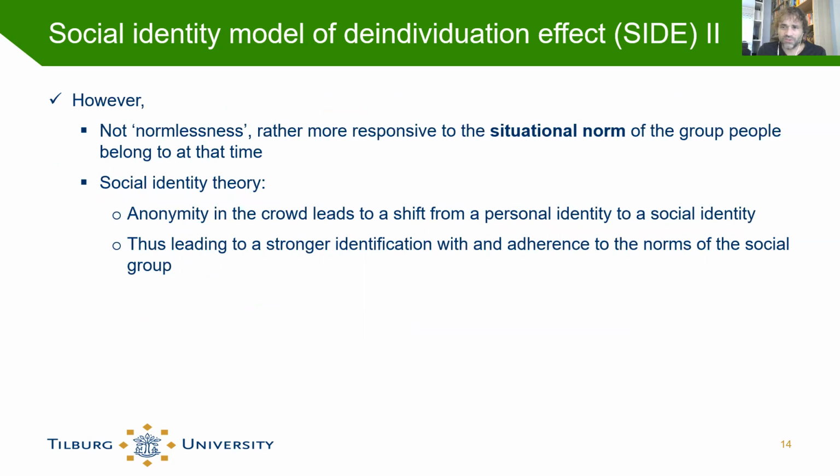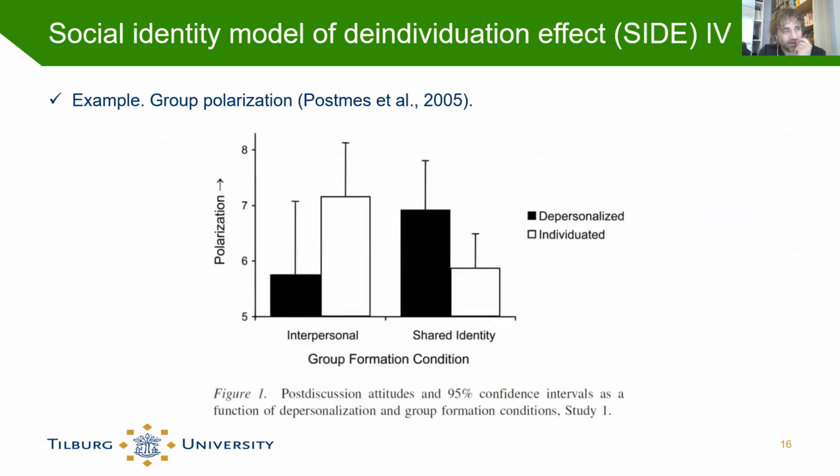They say, well, it's not normlessness, but because you are anonymous and the other people are also anonymous, you are more responsive to the situational norm of the group that you belong to. So you are looking for, okay, is this group similar to me or not? So it basically means that if the group resembles a group that you're also part of, a group that you like, you feel strongly connected to that group. So it becomes part of your social identity, which in turn leads to an identification with that group. And this is an example of a study based on SIDE theory.